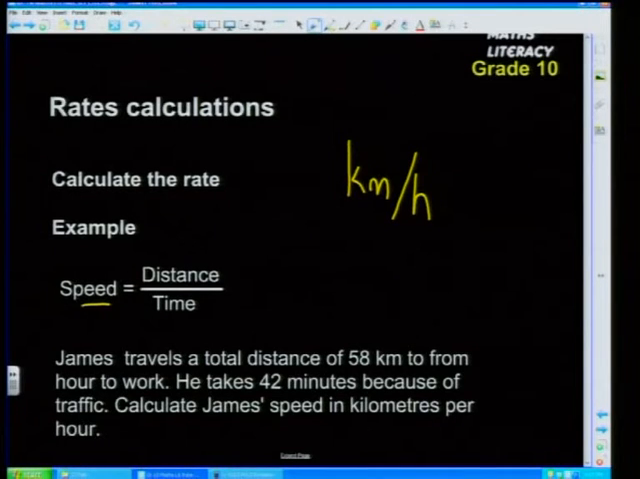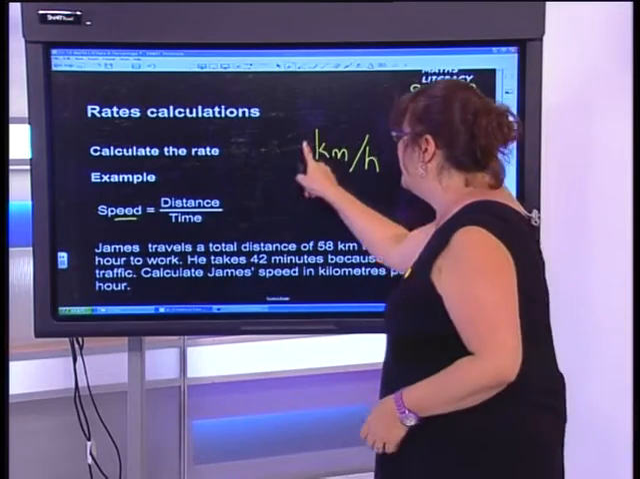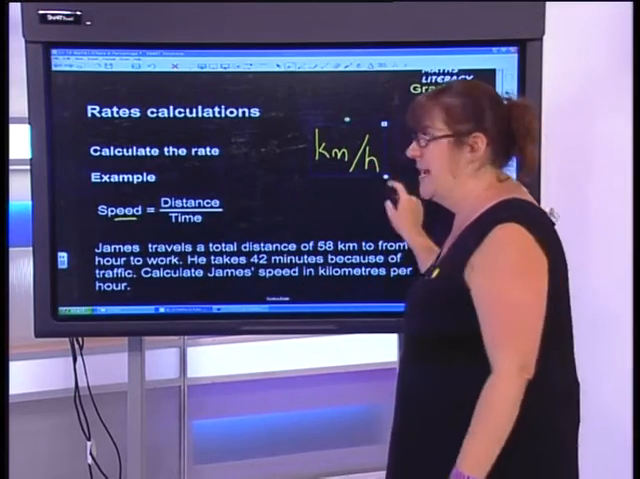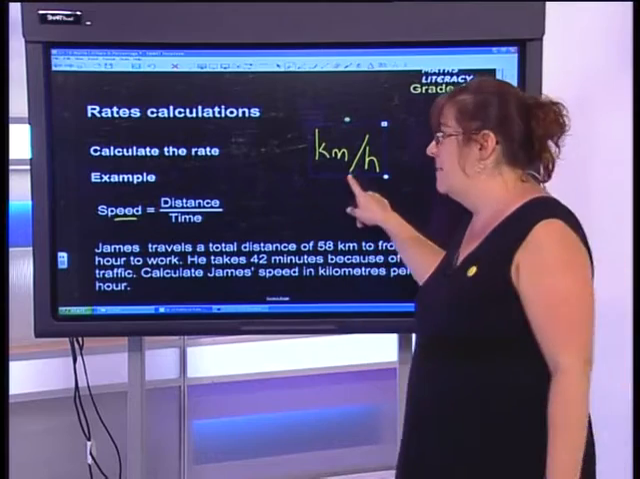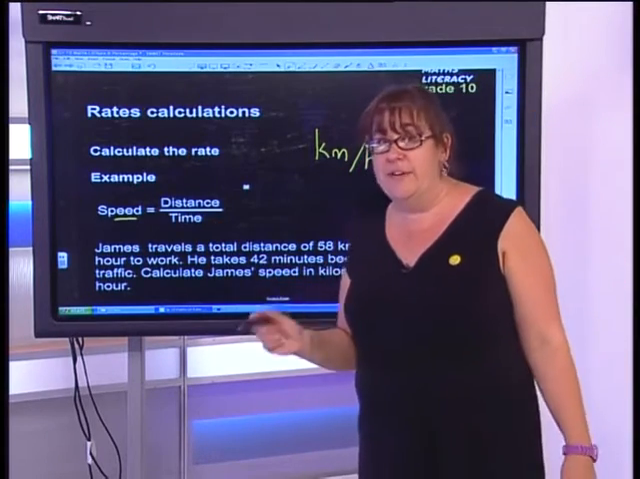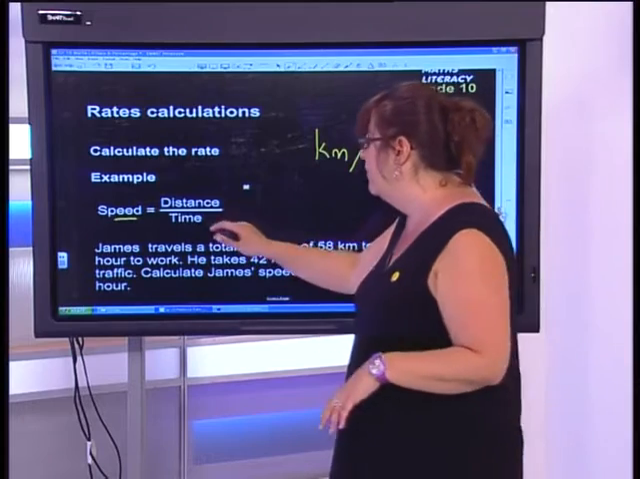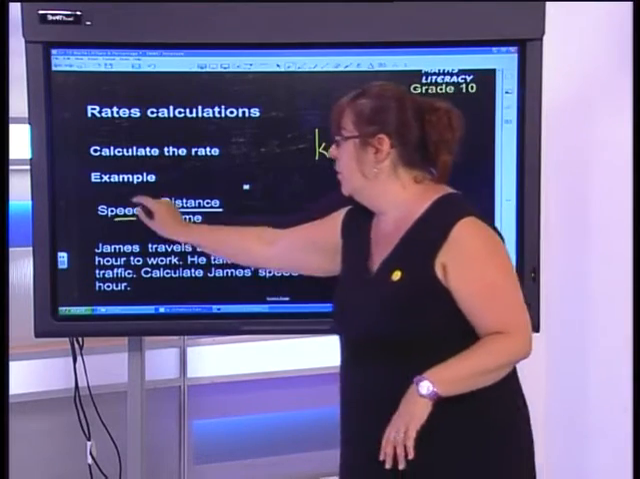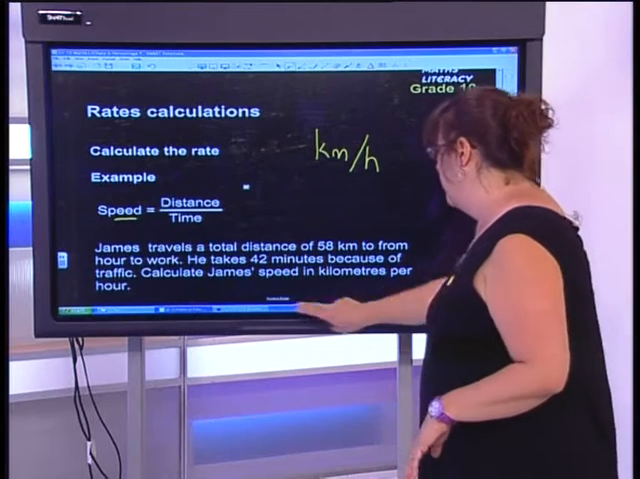So I don't even need to remember this formula because I can see it is my distance, because that's how many kilometers I drive, divided by my time. So my formula, although I have been given it, and it usually is easier when we've been given the formula, I can figure it out just from the word speed. Okay, let's read the question.